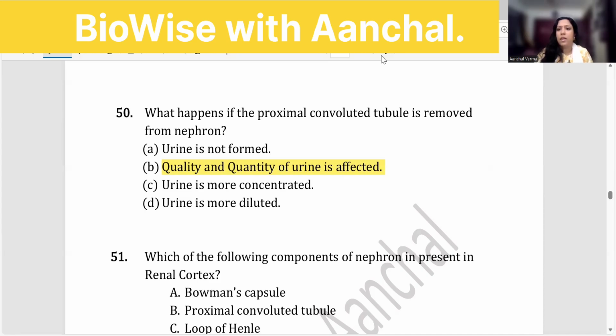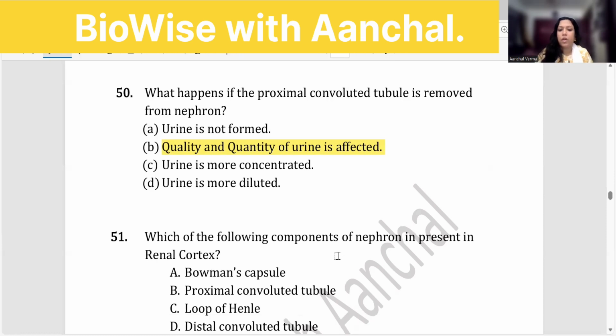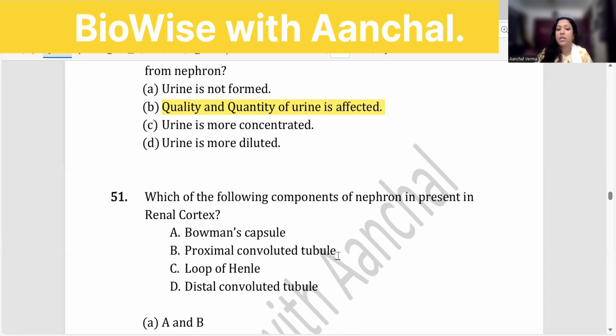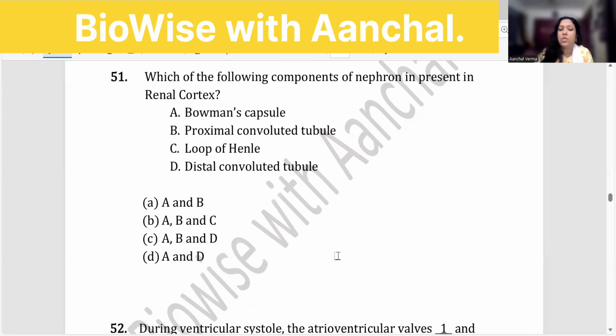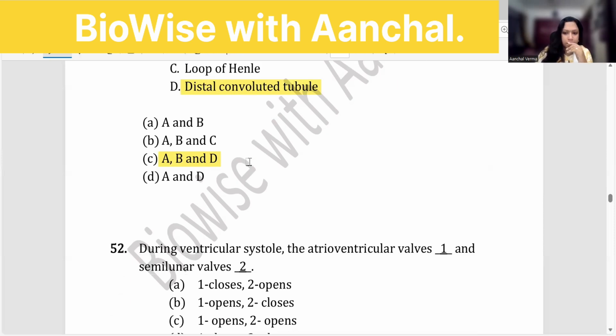right? Now, when you talk about the next one, which of the following components of the nephron is present in renal cortex? Now, in cortex, what are the things which are present? In cortex, you have Bowman's capsule, you have the PCT, you have the DCT. These three things are present in the renal cortex. So A, B, and D is the right answer. Correct? Now, loop of Henle and collecting tubule are present in the medulla, renal medulla. Okay. Moving to the next.